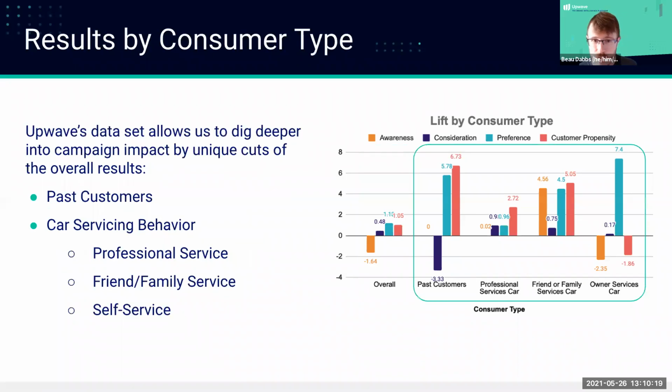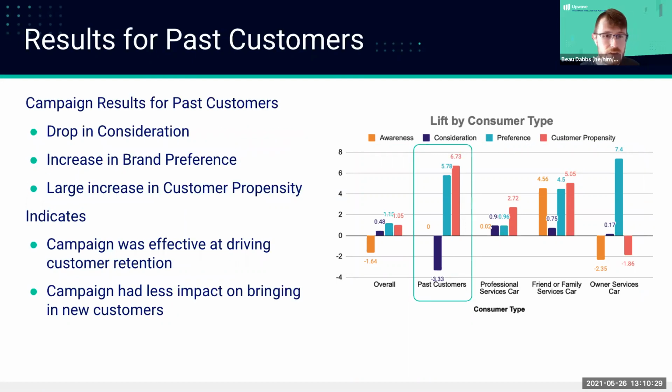But using our cut level control methodology, we can dig deeper by looking into specific subsets of the exposed audience. So here we consider cuts based on past usage and car servicing behavior. So looking at respondents who reported using this brand in the past, we see that there was a small drop in consideration, but a large lift in brand preference.